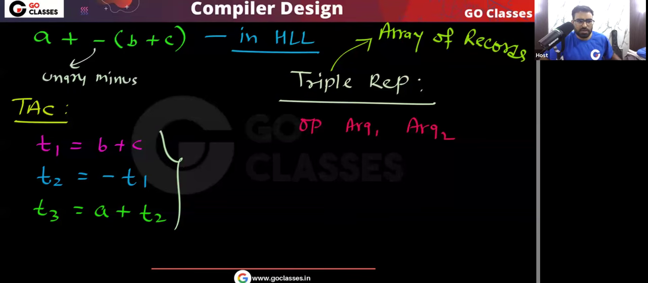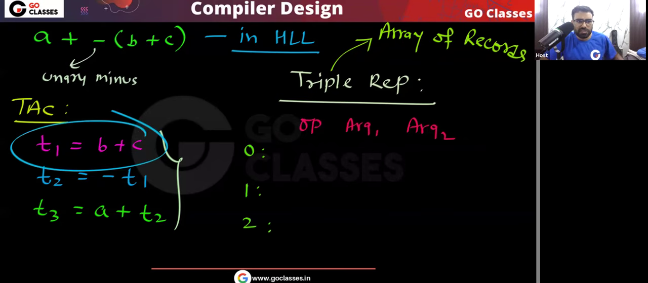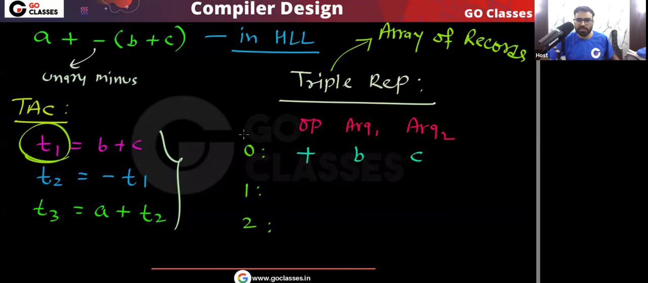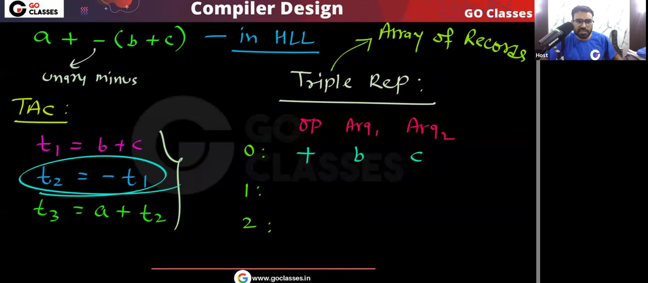Now these are the positions or indexes 0, 1, 2. Now you tell me, how to store this instruction in the triple representation? Very simple. The operator is plus, argument 1 is b, argument 2 is c, b comma c, that's it. Remember there is no result field, and we do not store the temporary variables in the triple representation. Now let's see the next statement.